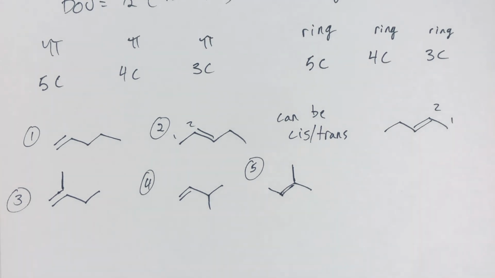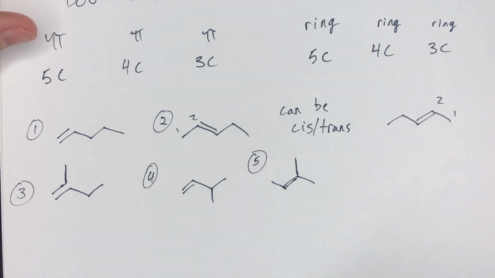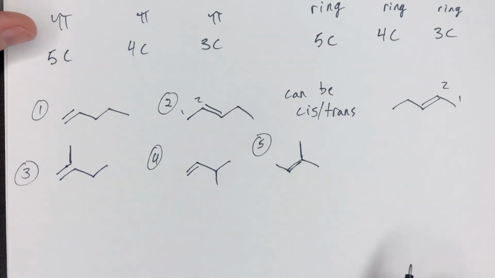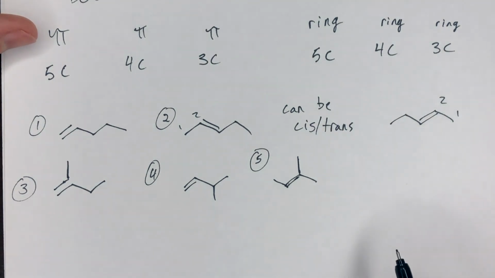There's not really a 3-carbon chain with the pi bond that is feasible here just due to the nature of the compound. So these are all the options we have for pi bonds with the different carbon chain lengths. Now let's consider our ring options. So we can start with the simplest form, which is going to have our 5-carbon ring.